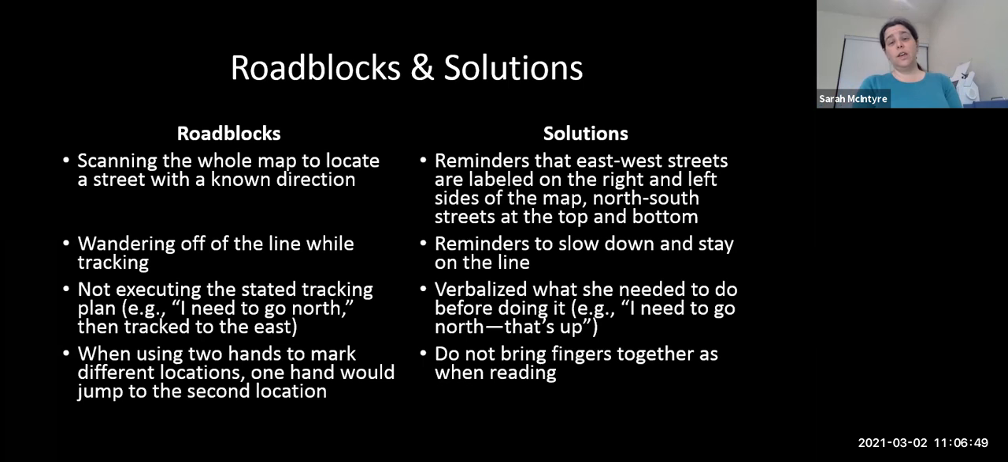So the solution in that case was just a continual reminder that east-west streets are labeled on the right and left. So if you're looking for something, where is the thing that you're looking for? Where is it going to be labeled? Where do you need to be looking?